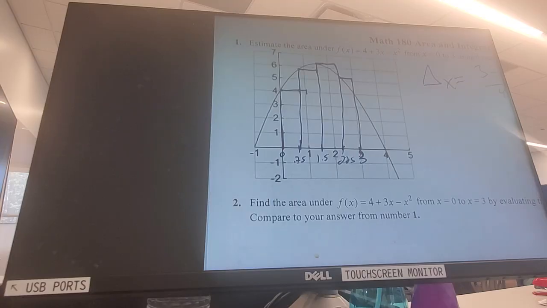Anybody? Where's the vertex of this thing? What's the x value of the vertex? Does anyone know what the x value of the vertex is?